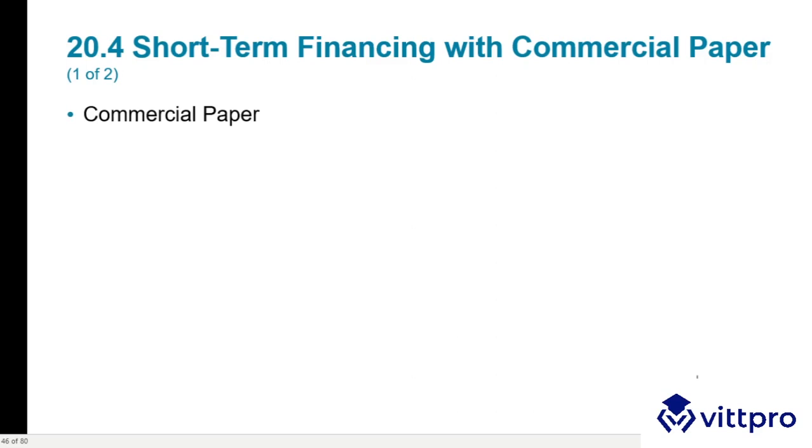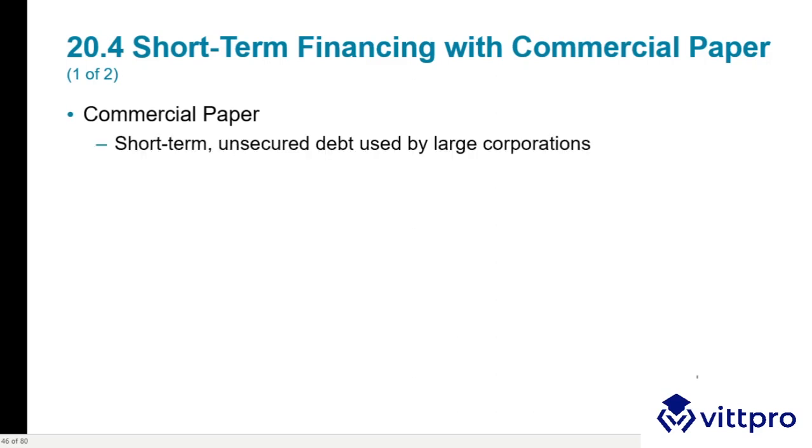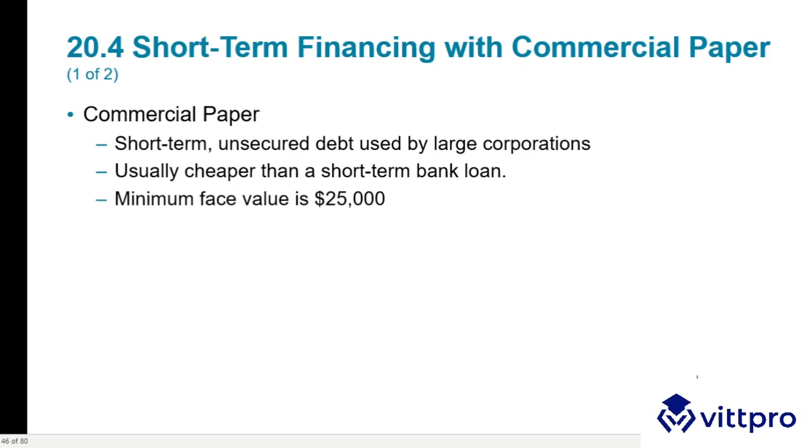Short-term financing: if you are a very big corporate, then you can issue commercial paper for getting short-term capital, but it is usually not available for smaller companies. It's available only to very large companies, and it's an unsecured debt. Usually it's cheaper than a bank loan. Minimum face value is $25,000 per paper, and usually the buyers are big financial institutions.